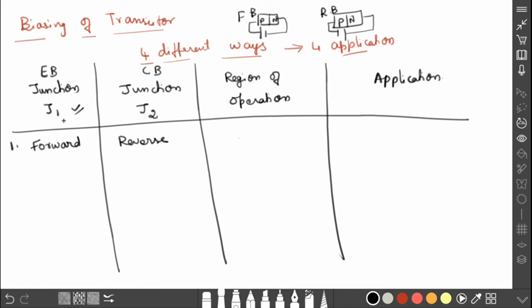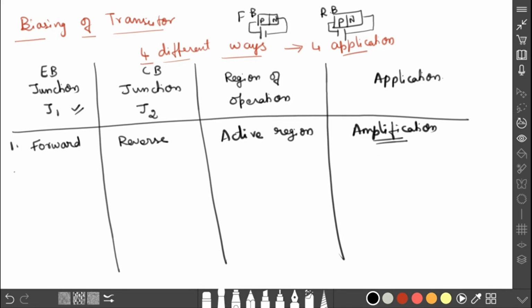So the first junction is forward biased, the second junction is reverse biased. In that case, the region of operation is termed the active region. If we connect like that, this transistor will act as an amplifier, so its application is amplification. Already I said it strengthens the weak signals. So that is the function.